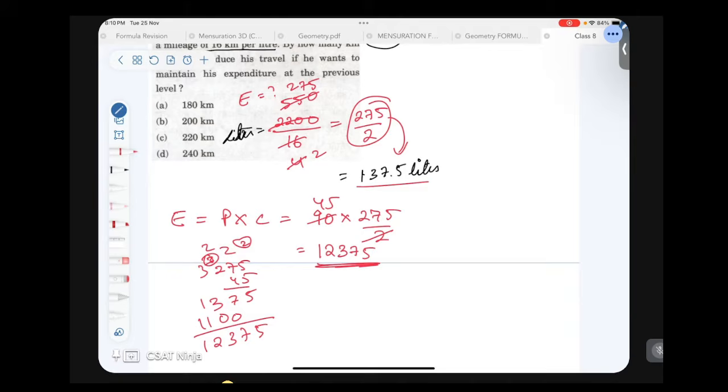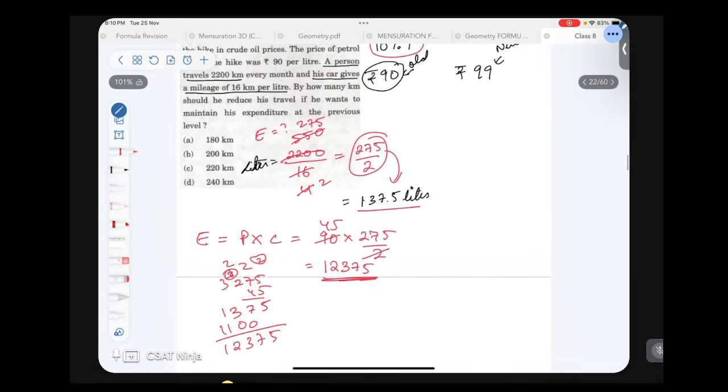Remember, we are just starting the question here. Now we know the expenditure. I need to keep this expenditure the same because the question says he wants to maintain this expenditure, which is 12,375.